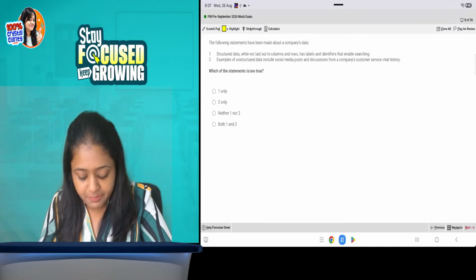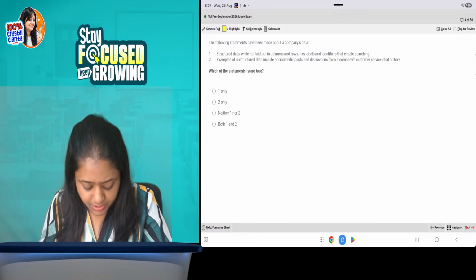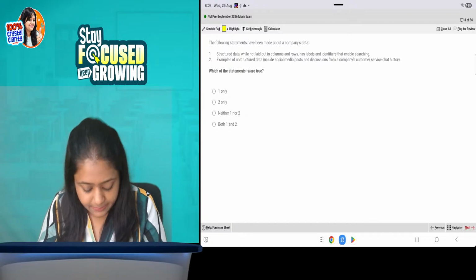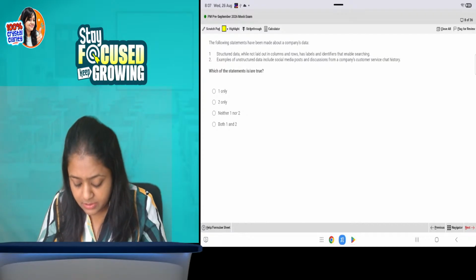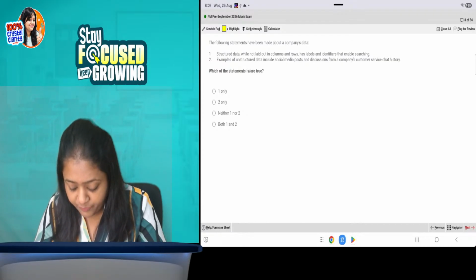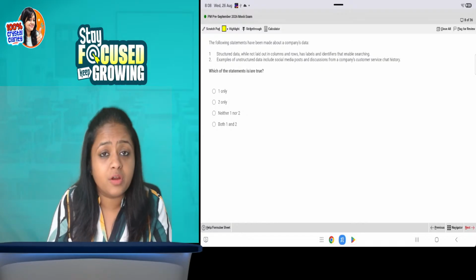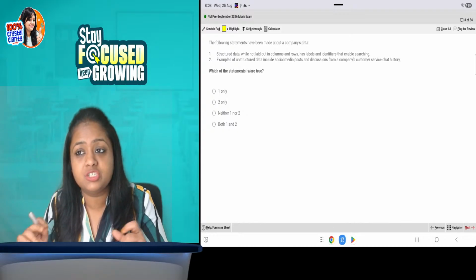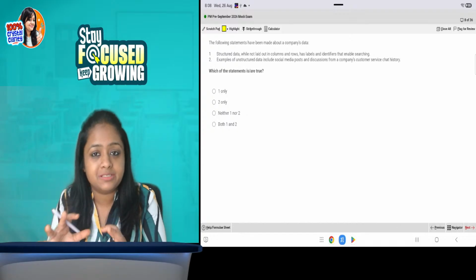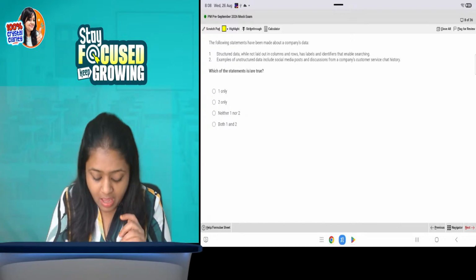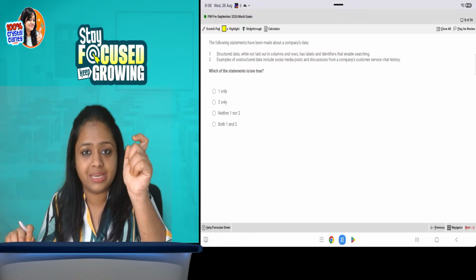The following statements have been made about a company's data. The first: structured data, while not laid out in columns and rows, has labels and identifiers that enable searching. This is wrong because structured data is always the one which is more organized and which is laid down in tables, in spreadsheets, in tables and columns. So the first one is straight away wrong because of the words not laid down. Again, my keyword here is not laid down.